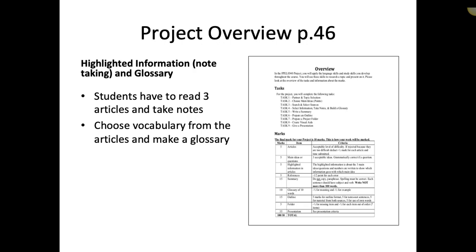First, let's look at the project overview on page 46. And you can see that you get marks for both taking notes and writing a glossary. So you should already have 3 articles, and you can take notes on those articles if you print them. Alternatively, you could take notes on paper without printing the article. And after you read and take notes, you will choose some of the vocabulary words to make a glossary. I'm going to show you step by step.